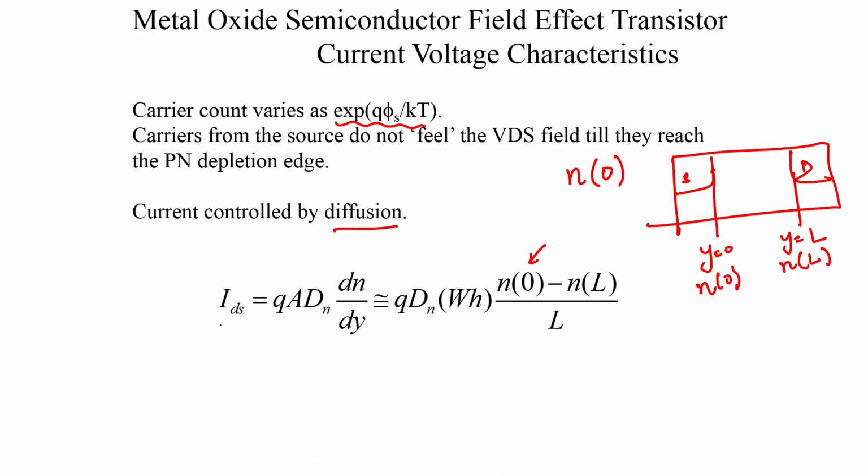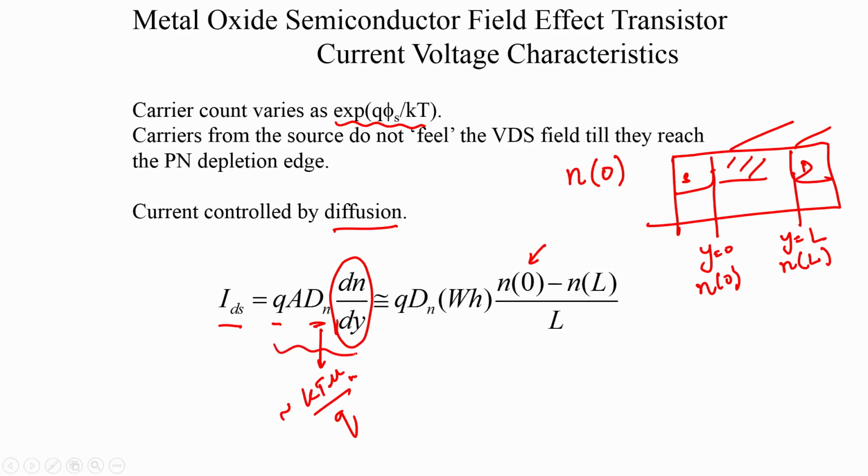So, the diffusion current is q times the area of cross section, times the diffusion coefficient, which is approximately kT mu by q, times the derivative of n with respect to y, which brings out the concentration gradient. So this is our diffusion current. And what is A here? A is whatever thickness you want to associate.